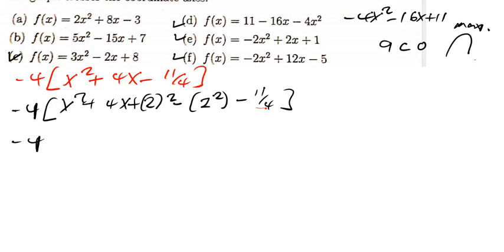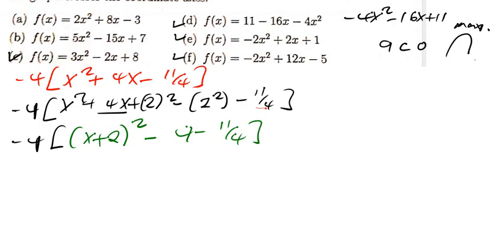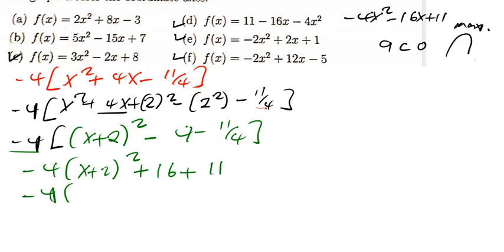So at this point I can ignore the one for x, and I'll remain with x plus 2, everything squared, minus 2 squared is 4, minus 11/4. I can now multiply everything by negative 4, so it will be negative 4, open brackets, x plus 2 squared plus 8 times 8 is 16, plus 11 is going to be 44. 44 divided by 4 is 11. So we have negative 4 x plus that squared plus 16 plus 11, 27.